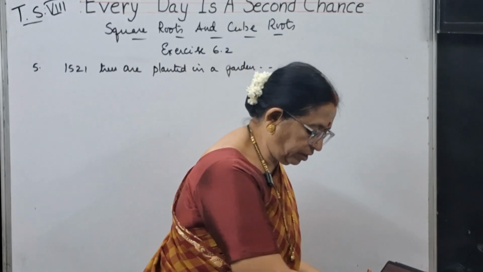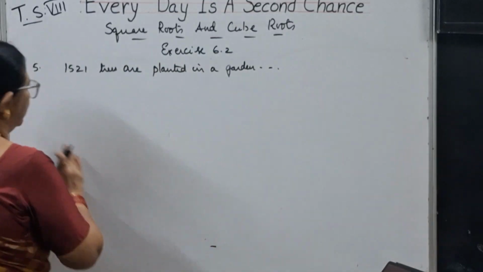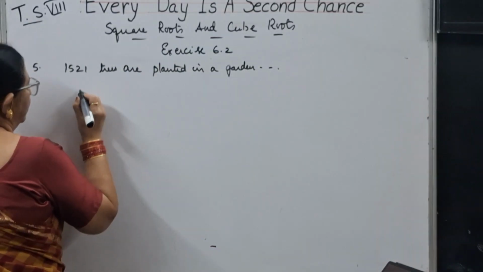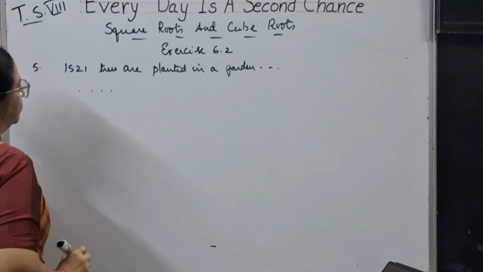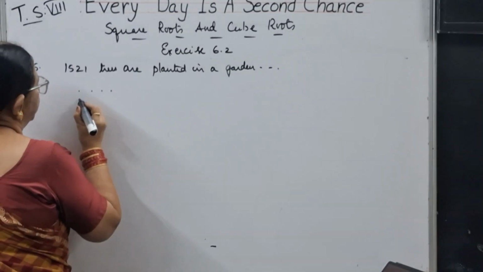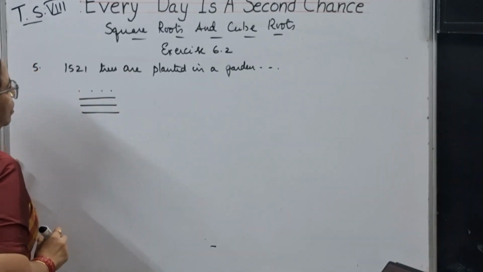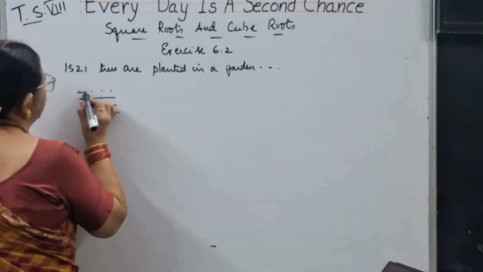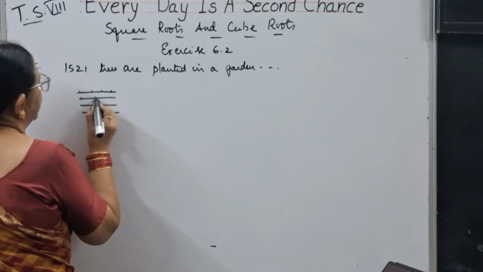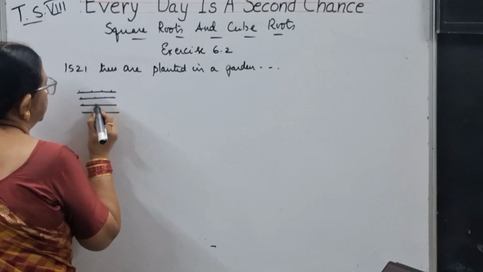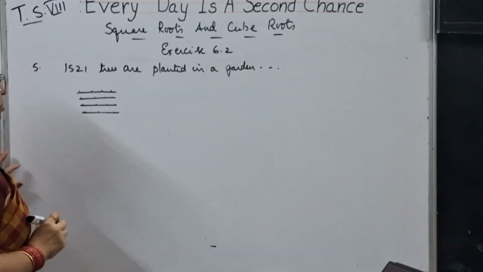So you need to find out the number of rows. For example, I'm just keeping the dots. There are 4 trees. Then the rows will be 1, 2, 3, 4. Each row will be having, let me draw this as a row, the same number of trees: 4, 4, 4. So I hope I am clear.